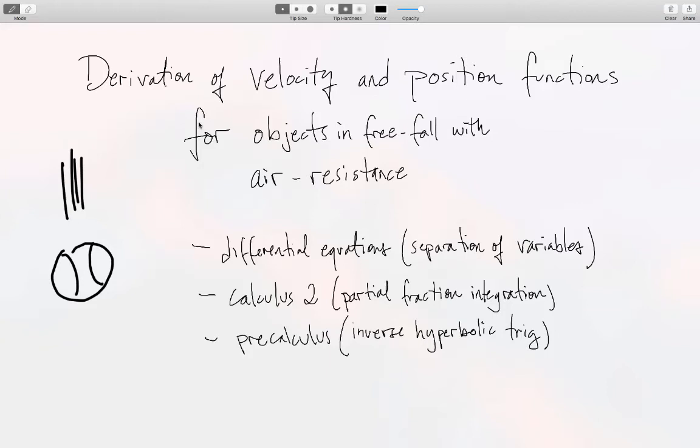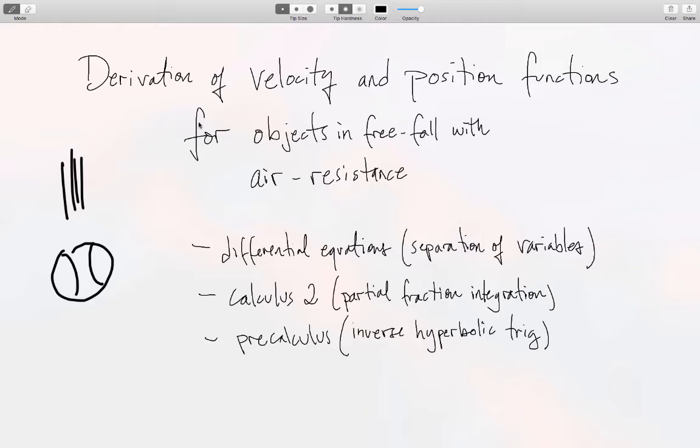Hello, in this video I'm going to do a derivation of the velocity and position functions for objects in free fall with air resistance. I'm going to cover topics in differential equations, particularly separation of variables, topics from Calculus 2, specifically partial fraction integration and some other integration techniques, and lots of precalculus, which one of the highlights there will be studying the inverse hyperbolic trig.